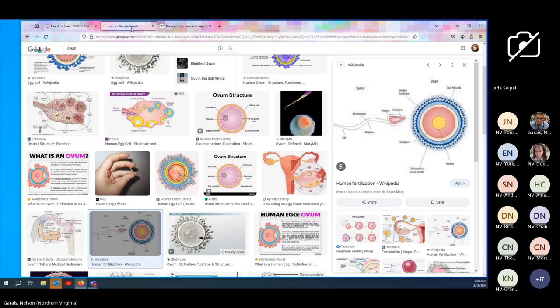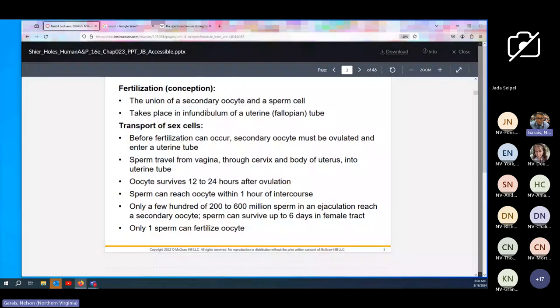Okay. So that's fertilization, and it happens in the infundibulum of the fallopian tube. So the fallopian tube is the whole tube, but the infundibulum is that one little expanded part that looks like the beginning of a bell of a horn or a trumpet. And that's where fertilization takes place. Okay. And of course, ovulation is the release of that egg.